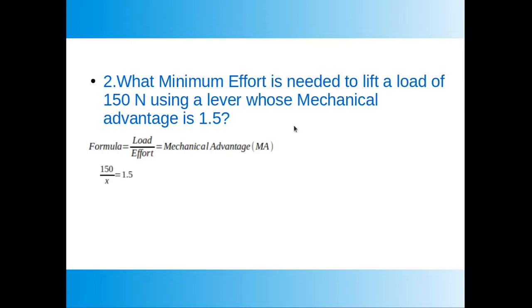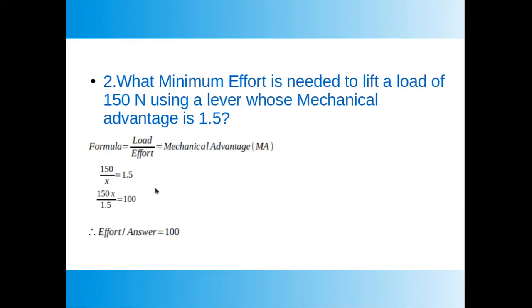Step 1: 150 divided by x equals 1.5. We don't know the effort here, so I have classified it as x. 150 is the load, x we should find out, and 1.5 is the mechanical advantage. The next step is x equals 150 divided by 1.5, which equals 100. So 100 is the answer, the effort.